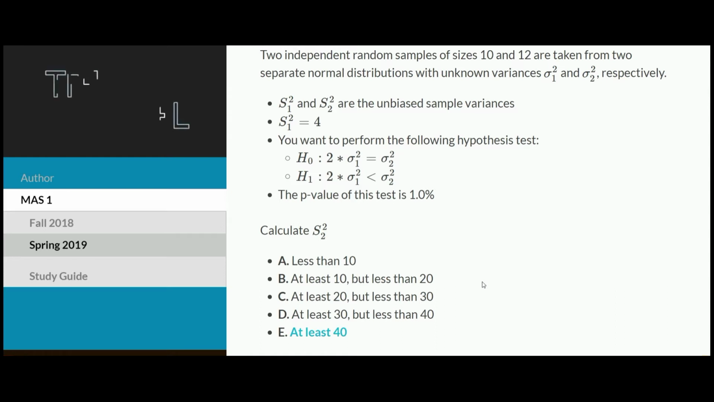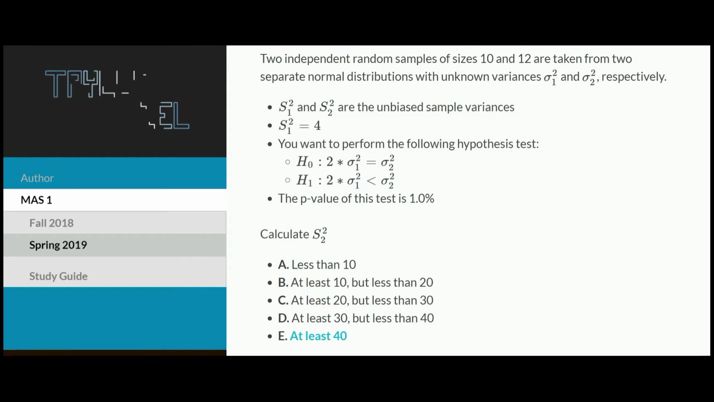You want to perform the following hypothesis test. The null, 2 times sigma sub 1 squared is equal to sigma sub 2 squared. Alternative, 2 times sigma sub 1 squared is less than sigma sub 2 squared. The p-value of this test is 1%. Calculate sigma sub 2 squared.